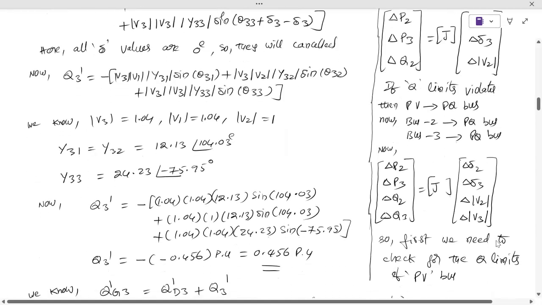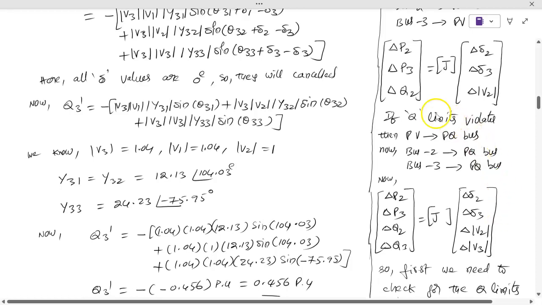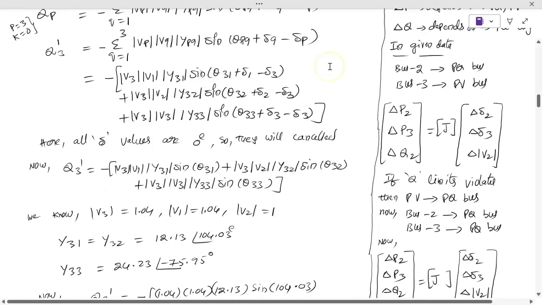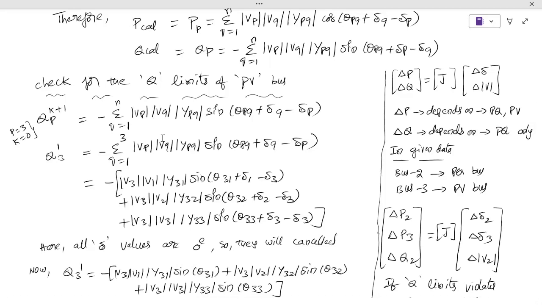So for that, first we need to check the Q limits. In the other case, if after checking the Q limits it is within the limits, then this PV bus will be treated as a PV bus only. So then we'll get this relation. Okay. So now what we are doing is calculating the Q value first. After calculating the Q value, we need to check whether it is within its limits or not.